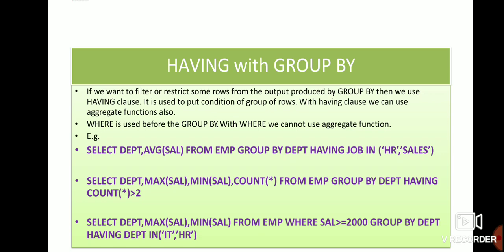You can see the example as mentioned here. Select department comma average salary, so two columns will be shown, department and average of salaries. From employee, where employee is the table name. Group by what? According to what do we have to group?